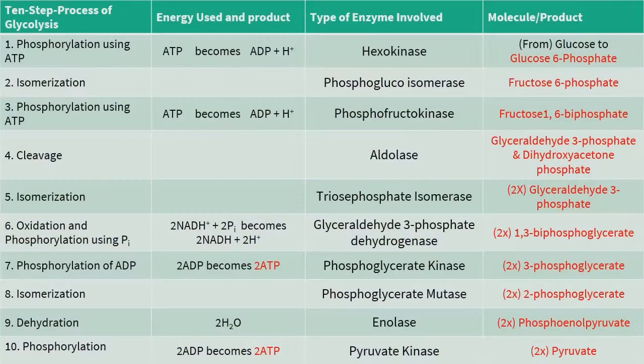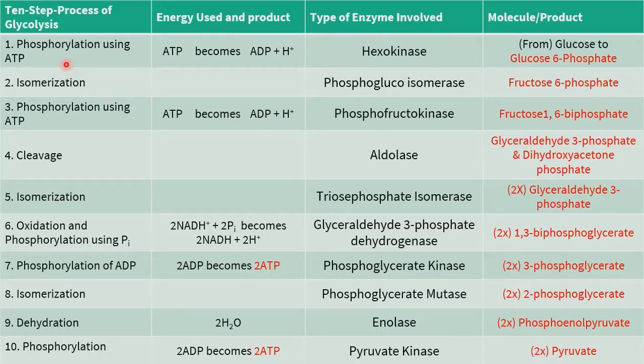So we will now be looking at the 10 steps in glycolysis, and here it is presented in a table form. The table is divided into 4 columns. The first column will be about the process or the steps, the second column will be about the energy utilized, the third column will be the controlling enzymes, and finally the last column will be about the products or the molecules that are developed.